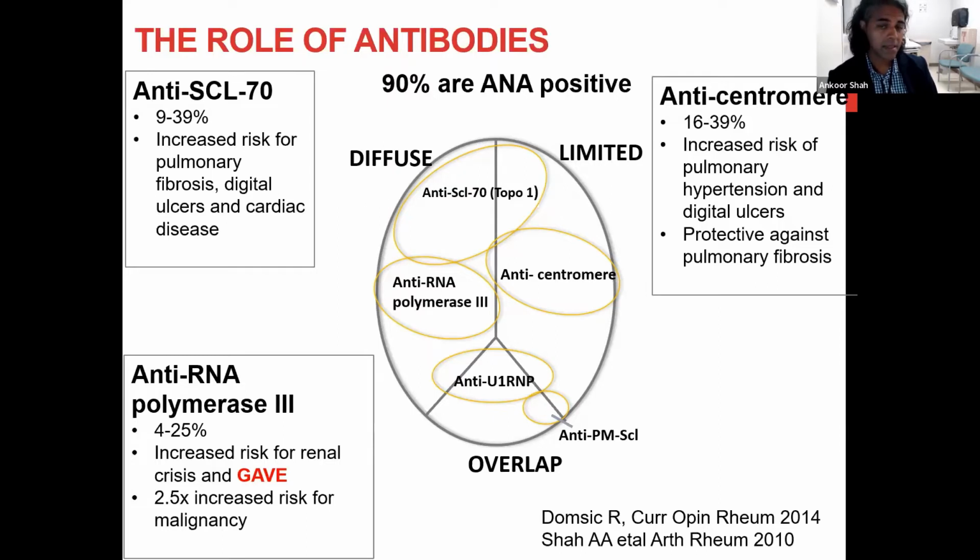There's no guidelines on how to screen for this. For some patients, that's age-appropriate screening. For other patients, that's a full chest, abdomen, pelvis CT to look for underlying malignancy. The most common malignancy associated with RNA polymerase 3 antibodies is breast cancer. So I do have all patients get a mammogram.